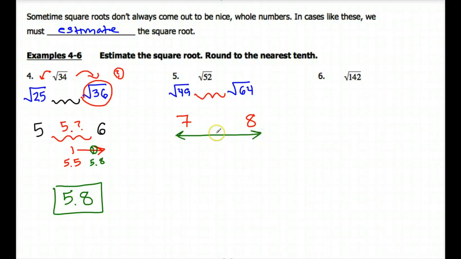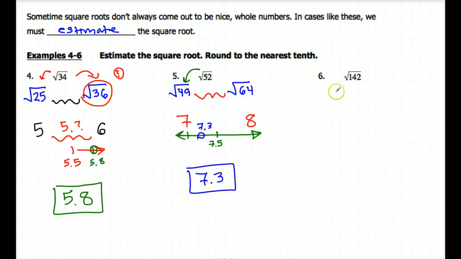And again, right in the middle would be 7.5, but we want to try to get a little bit closer than that. We want to think, is the square root of 52 closer to 7, or is it closer to 8? Well, now you compare 52 to 49, which are 3 apart, and 52 to 64, which are 12 apart. So 52 is a lot closer to 49 than it is to 64. That means that the square root of 52 is going to be on this part of the number line, somewhere less than 7.5, so we may just say 7.3. So a good estimate for this would be 7.3.